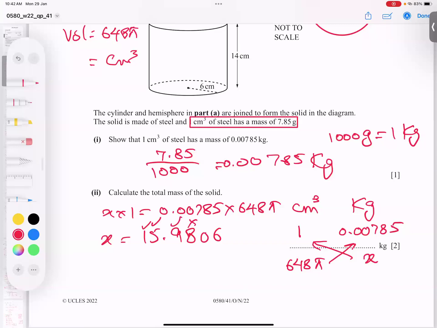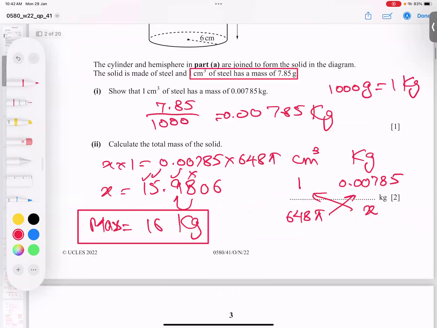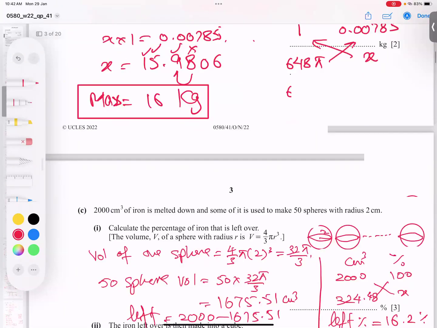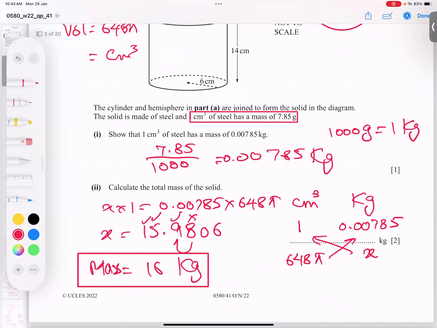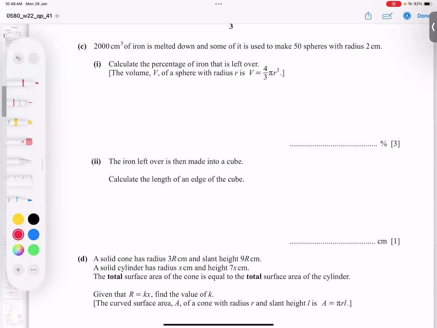I don't want that. So when I add one in this, there's a 59, or you can say there's a 9, so it becomes 16 kilogram. So the total mass of the whole object becomes 16 kilogram, which is our final answer. Okay, now I think this part is very, very clear, and let's go for the next part.